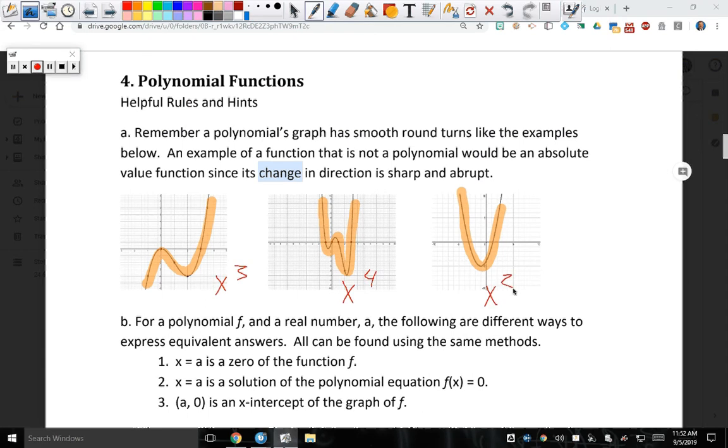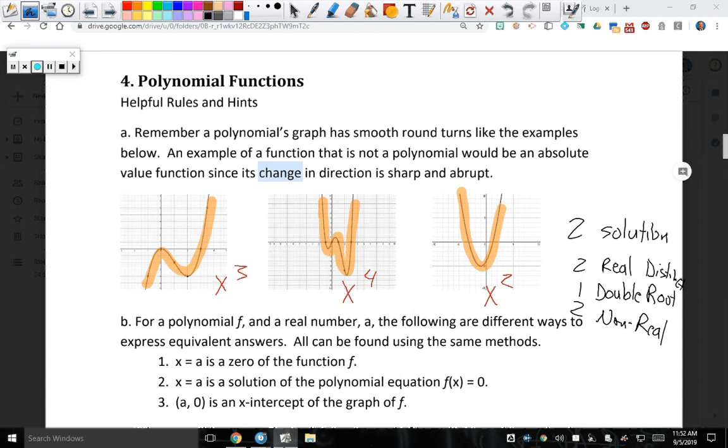This is x squared. Like we talked about last time when we were doing quadratics, this has two solutions. Whether they are two real, distinct solutions, or one double root, which is the same answer but you're accounting for it twice, or two non-real solutions. These are the imaginary i's where you don't cross the x-axis. You with me? The change of direction is always one less than the power.